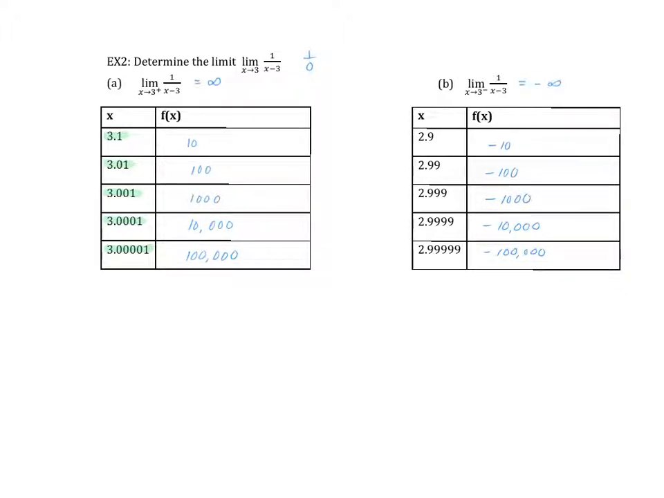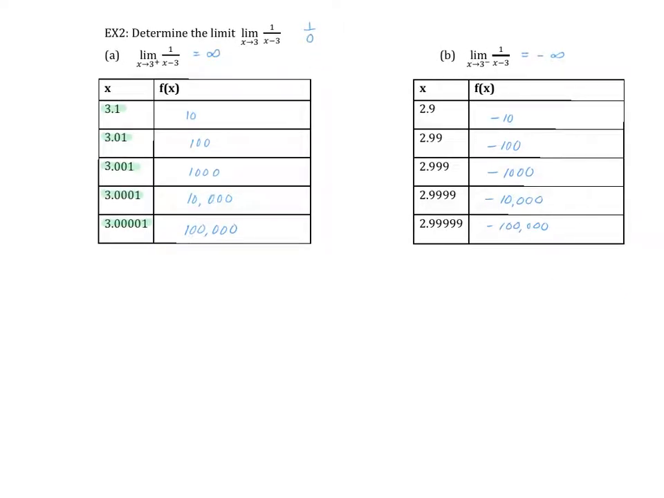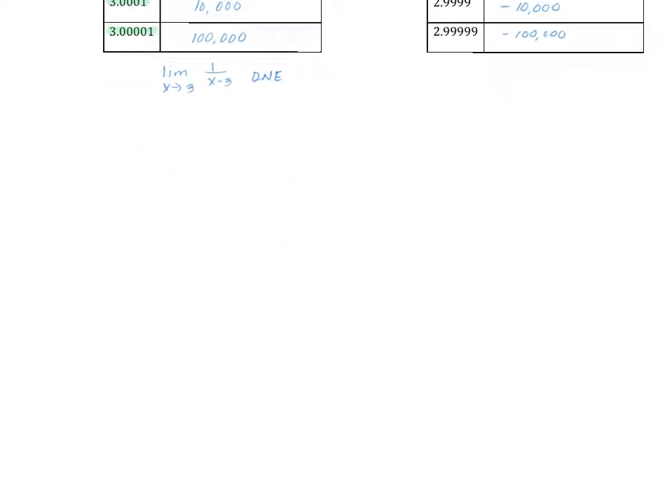We were supposed to be looking at what happens to the limit as we approach 3. As we came in from the right, it was positive infinity, and from the left it was negative infinity. So I can conclude that the limit as x approaches 3 of 1 over x minus 3 does not exist. I said that we don't usually use tables. So what happens if we don't have a table?